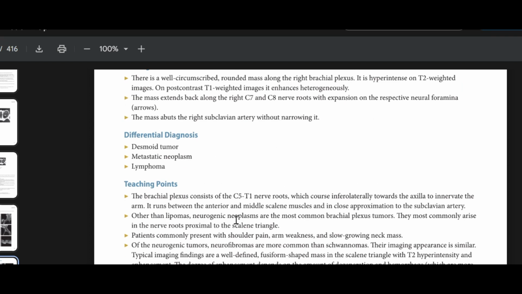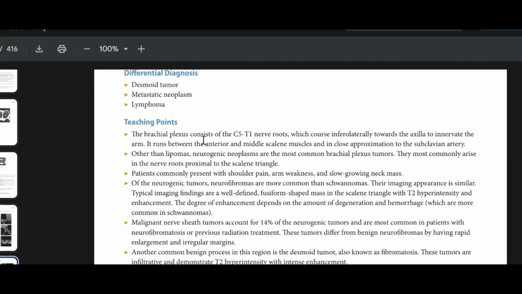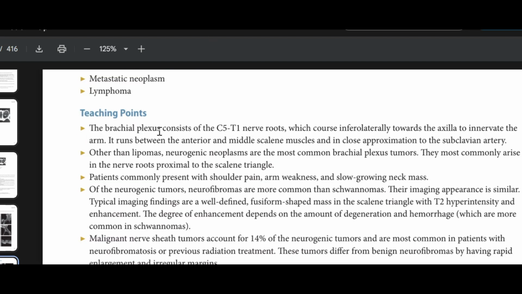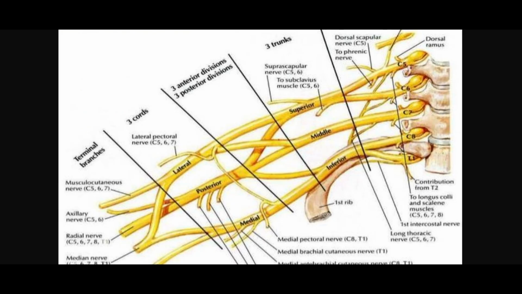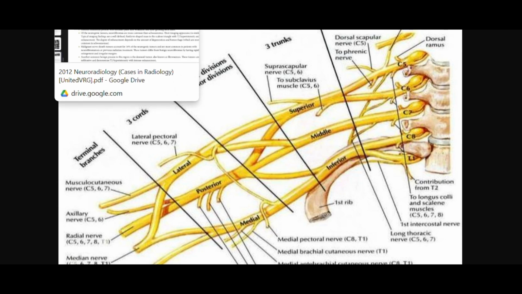So the brachial plexus consists of C5 to T1 nerve roots. As I mentioned, C5 and C6 will form the superior trunk. C7 will form the middle trunk. C8 and T1 will form the inferior trunk of the brachial plexus.